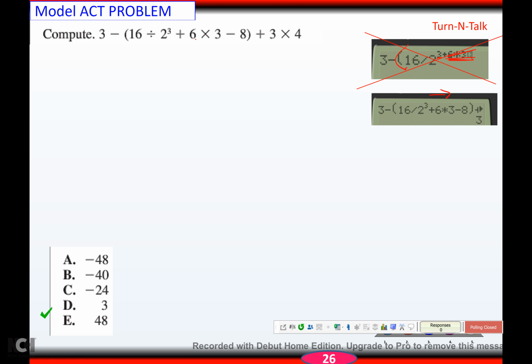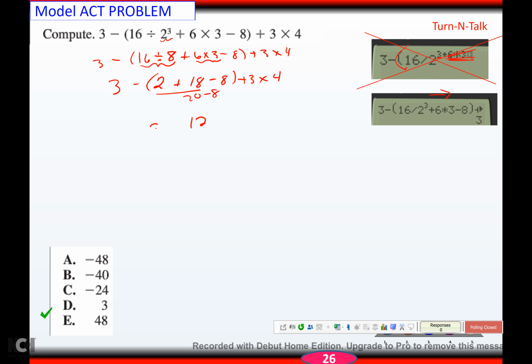Inside parentheses first, I have to take care of that exponent, which would be 16 divided, that's 8, plus 6 times 3 minus 8. Okay, then I'm going to multiply and divide. I've got division here and multiplication here, left to right. 16 divided by 8 is 2. 6 times 3 is 18. 2 plus 18 is 20. Take away 8 is 12. So I've got 3 minus 12 plus 3 times 4. I have to multiply before I add and subtract. That's 12. Those cancel, and I got 3.